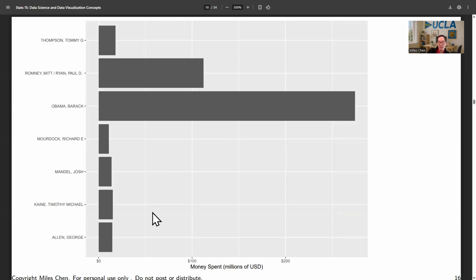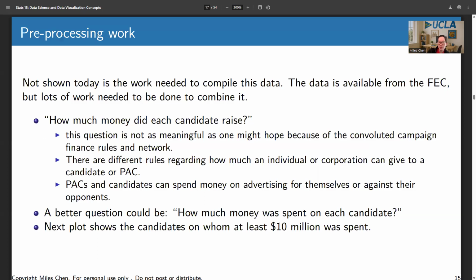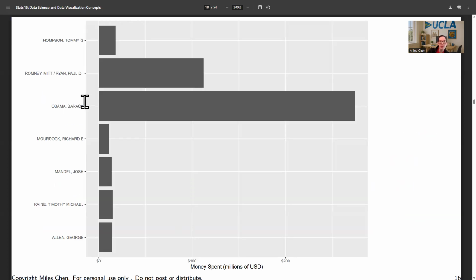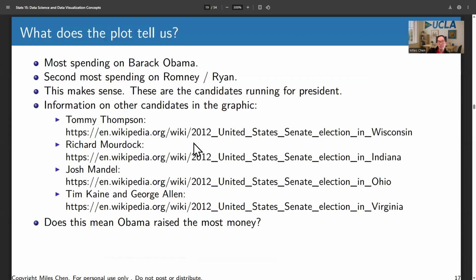Okay. And so it says, how much money was spent on a candidate? And this looks like, okay, a lot of money was spent on Barack Obama. That was like, what, 260, 70 million versus 100 million on Mitt Romney. Okay. But this picture doesn't tell the whole picture.